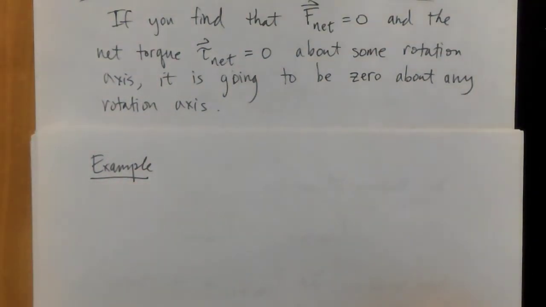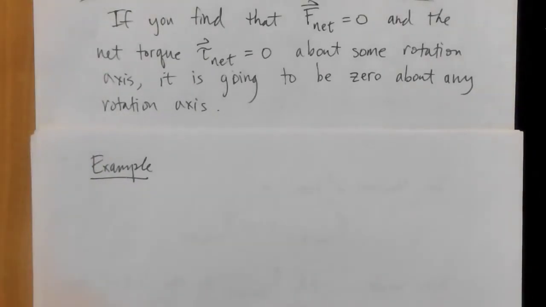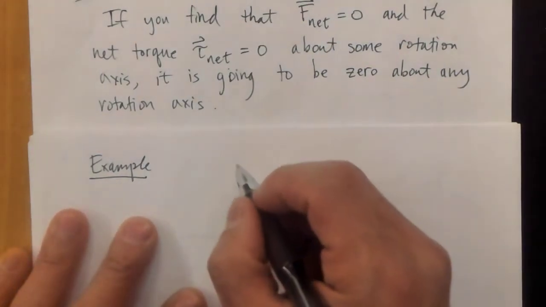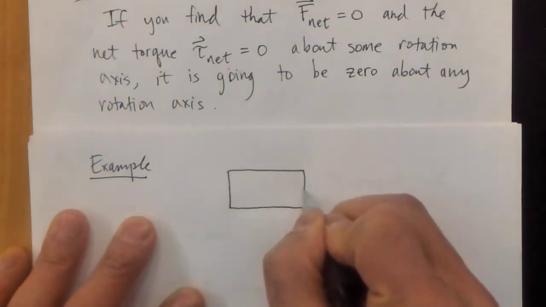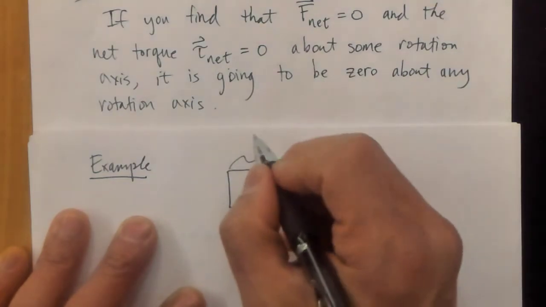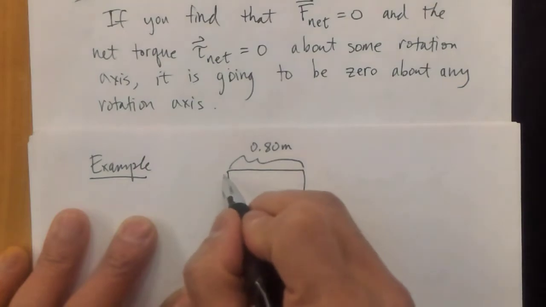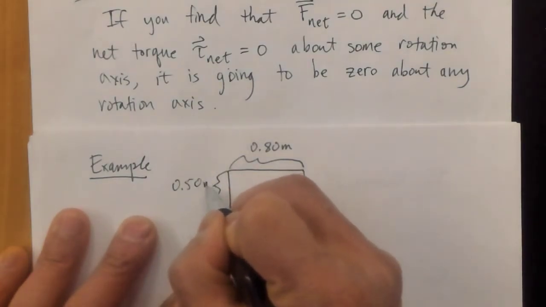All right, maybe I'll draw the diagram first. Maybe the diagram makes it not necessary to write everything in words. So let's say we have a rectangular block on the table. Okay, and this length here is 0.8 meters. And this is 0.5 meters.